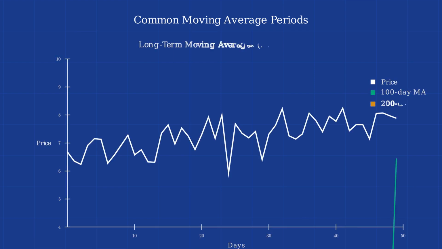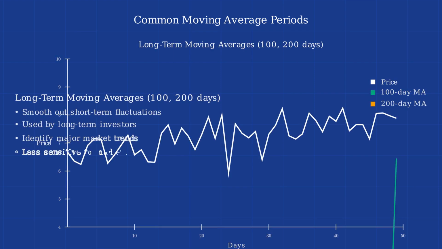Long-term investors commonly use the 100-day and 200-day moving averages to identify major trend changes. These longer periods smooth out short-term market fluctuations and noise, providing a clearer picture of the underlying trend direction.